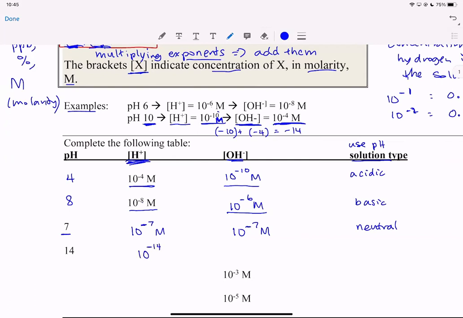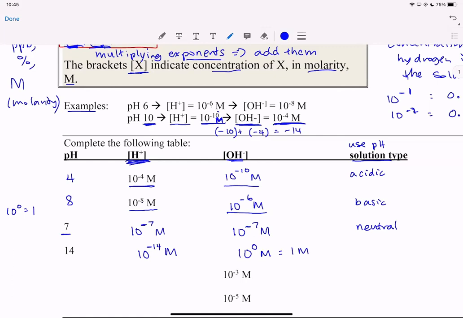For the pH of 14, we can find the hydrogen ion concentration. That's 10 to the minus 14 molarity. And then the hydroxide: 10 to the minus 14 leaves only 10 to the 0 molarity for those to add up to minus 14. And 10 to the 0 does not mean 0. Remember, 10 to the 0 is equal to 1. So that means 1 molarity.